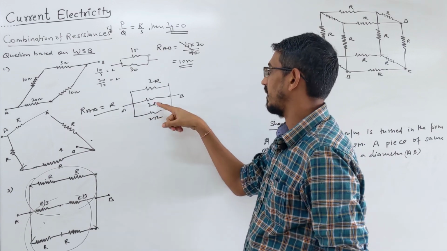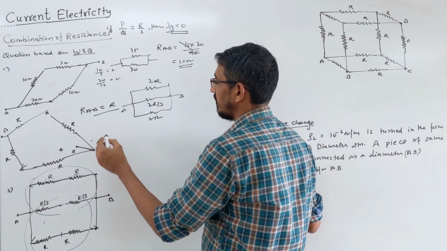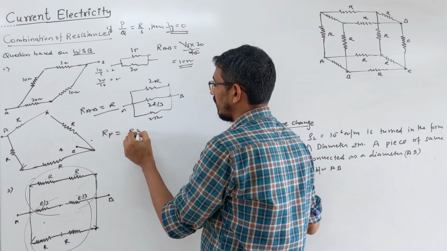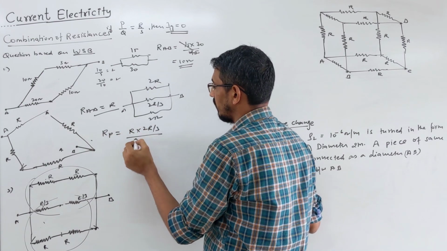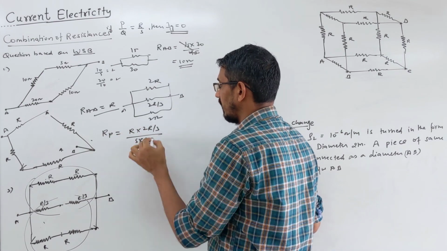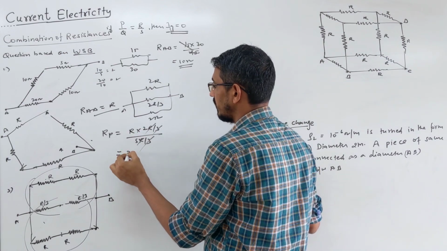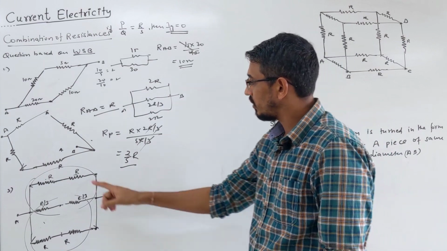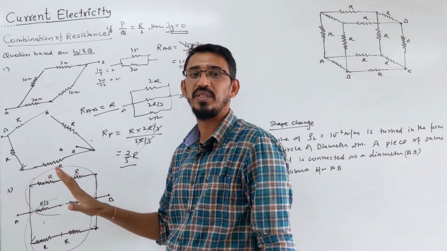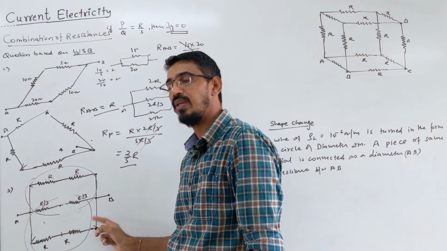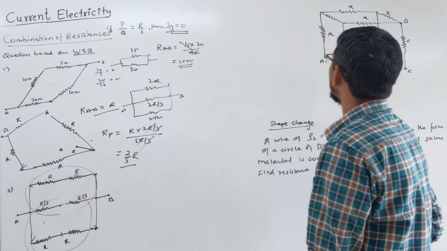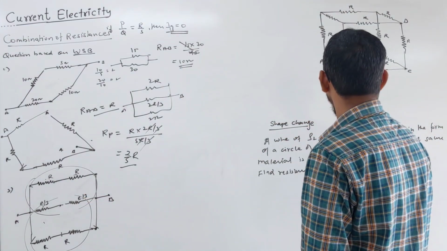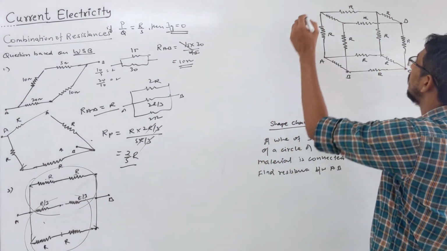R. R and again 2R by 3 in parallel, so you can simply write Rp is equal to R into 2R by 3 upon 5R by 3. This 3 cancels. So what is the answer? 2 by 5 of R. This is your equivalent resistance. So here there were 2 Wheatstone bridges in one picture itself, and one branch was common. Okay, then look at this problem, the next problem.